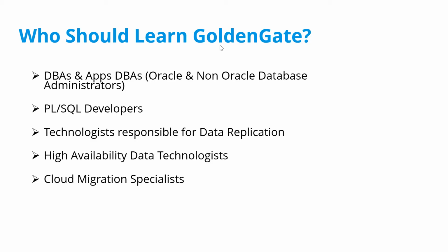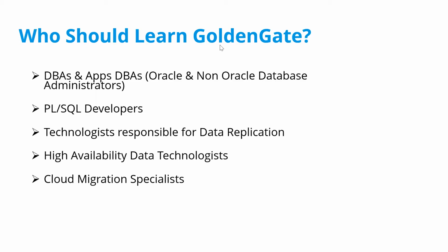Another important thing is with GoldenGate, you can earn a lot. In the US, when I talk about the average salary of a database administrator, you may find around 80,000 to 100,000. But if you learn Oracle GoldenGate, you can add almost 40 to 50% to that package. So the average salary, if you have GoldenGate knowledge, is 140 to 150,000 dollars. So who should be learning GoldenGate?